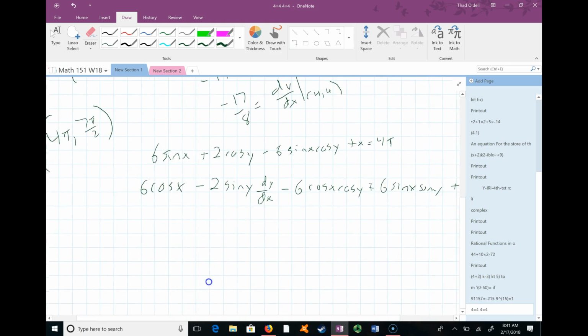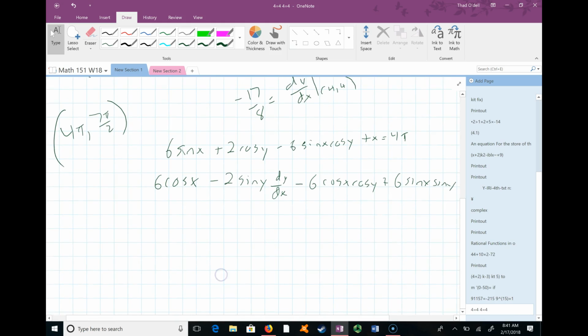So then I go ahead and plug all that stuff in. 4 pi for x, so cosine of 4 pi is 1, so that'd be 6. Sine of 7 pi over 2. Think about sine, it goes like this, right? So that would be 4 pi over 2, 5 pi over 2, 6 pi over 2, 7. So that'd be negative 1. So that would be plus 2 dy dx.